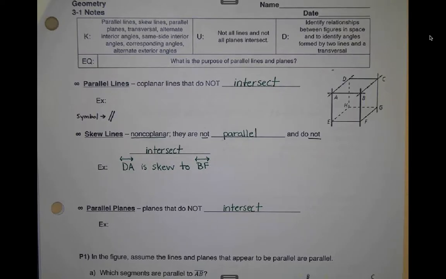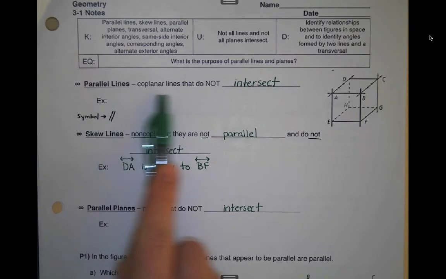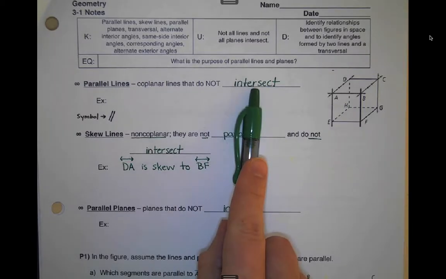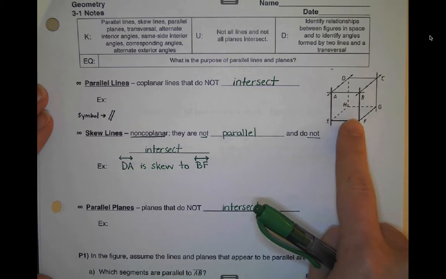Please fill in the notes. I have some parts filled in and I'll do some examples and then complete the rest of the work listed in the folder. All right. Parallel lines are defined as coplanar lines that do not intersect. We're going to use the figure drawn over here to the right.